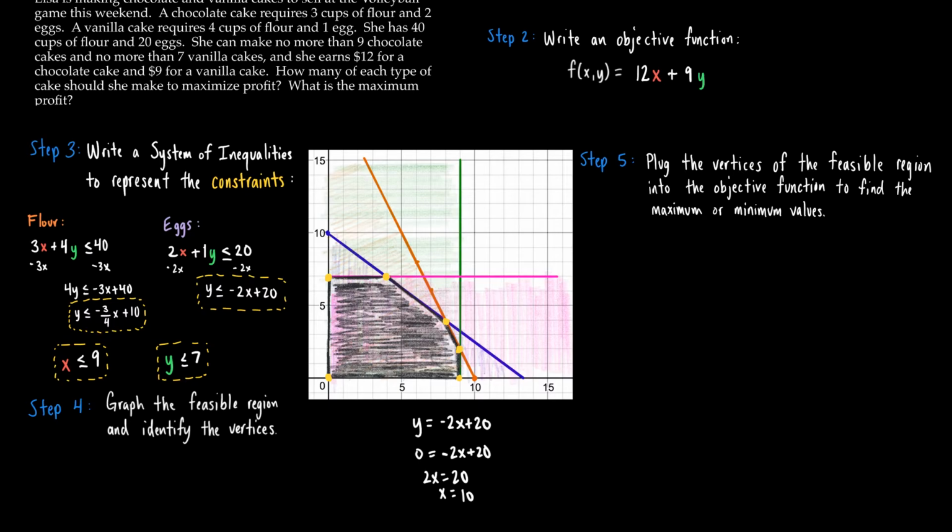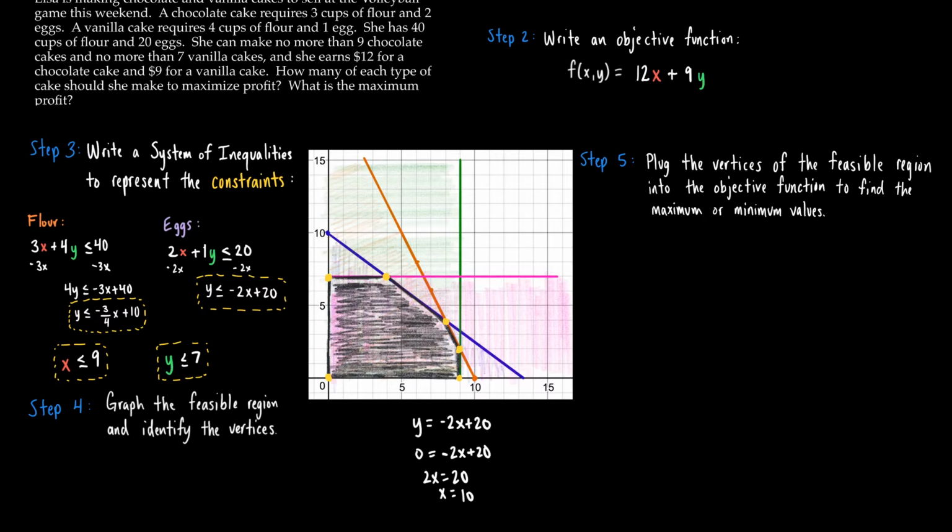Okay, and for each vertex, we're going to take 12 times the x value and 9 times the y value, because remember, x was the number of chocolate cakes we make, y was the number of vanilla cakes we make. If we make $12 for every chocolate cake, then 12 times the x coordinate gives you the amount of money you would make from the chocolate cakes. 9 times the y coordinate gives you the amount of money you make from the vanilla cakes. So let's go ahead and do that.